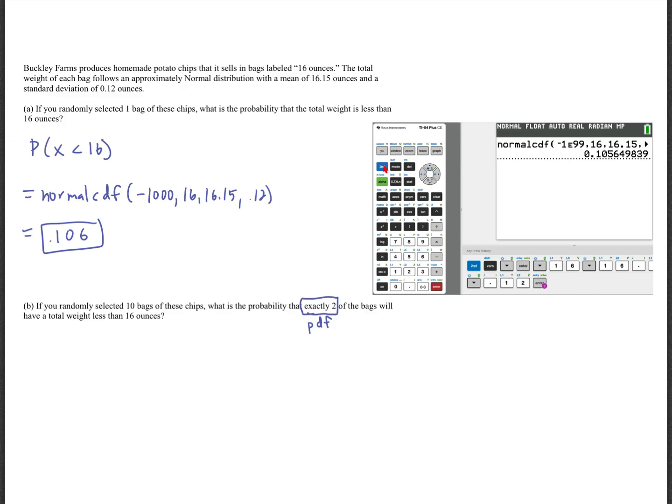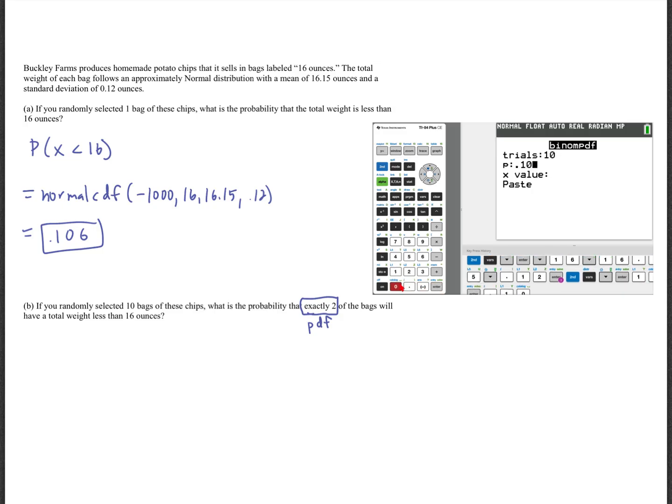So do second distribution again. Go all the way down to A, PDF. Number of trials was 10. That's the sample size. Success was our p-value from the last time. Put in the exact value. And then our x value is 2.